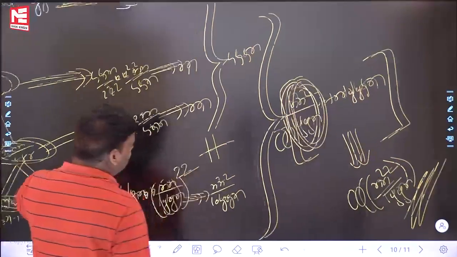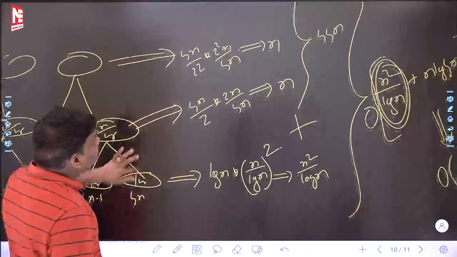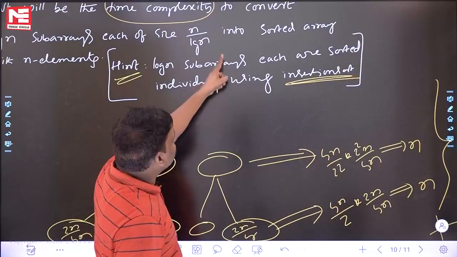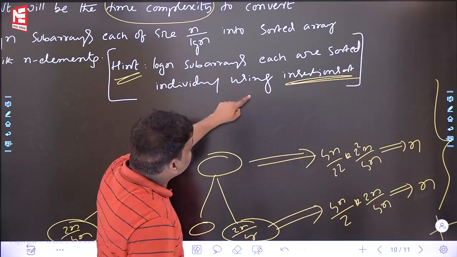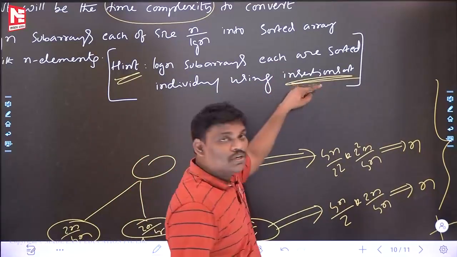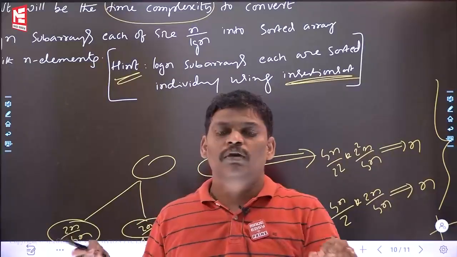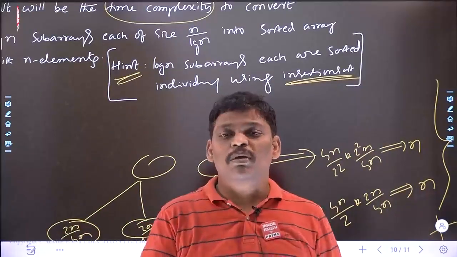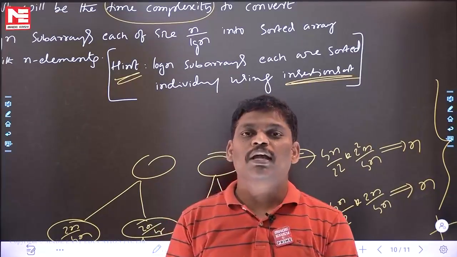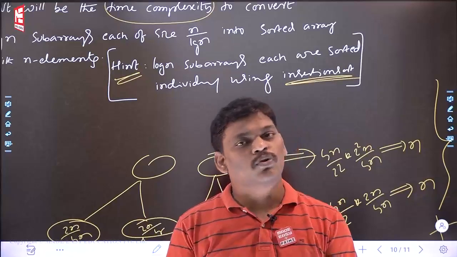Everything is okay. What is the only thing? The subproblems are not sorted. He has given the hint also on how to sort: log n subarrays, each sorted individually using insertion sort. Because he has given insertion sort, I am taking insertion sort. If he hadn't given it, I may take some better algorithm. Which may be better? I will take merge sort, which takes n log n. Whichever takes less time, I will take. But because he has given the hint, I have to go there.